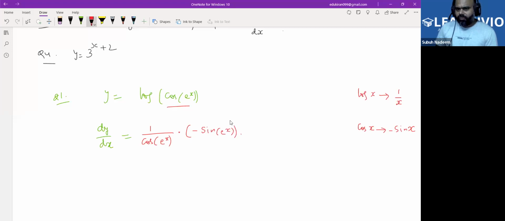Now the third inside function is e to the power x. What is the differentiation of e to the power x? e to the power x. So this is how you do it step by step. So that means here it will become minus sin e to the power x by cos e to the power x, which is tan e to the power x, into e to the power x. This will be your answer.